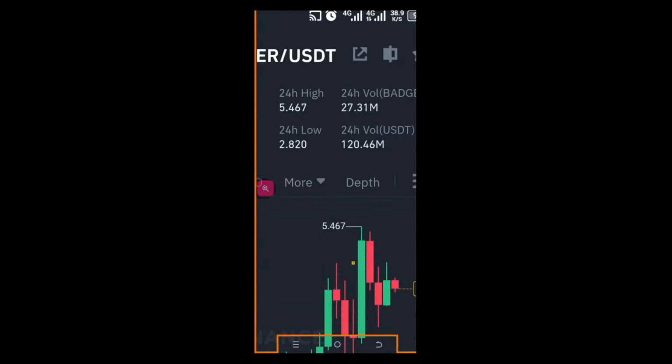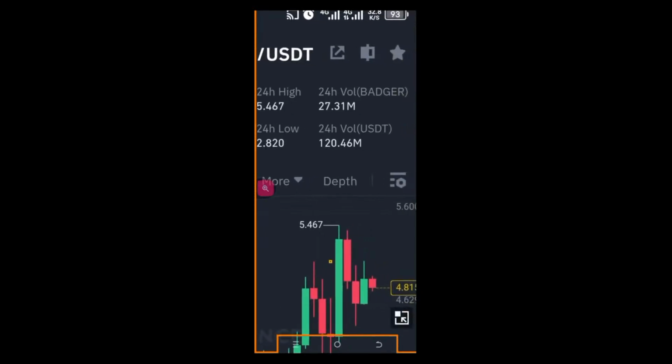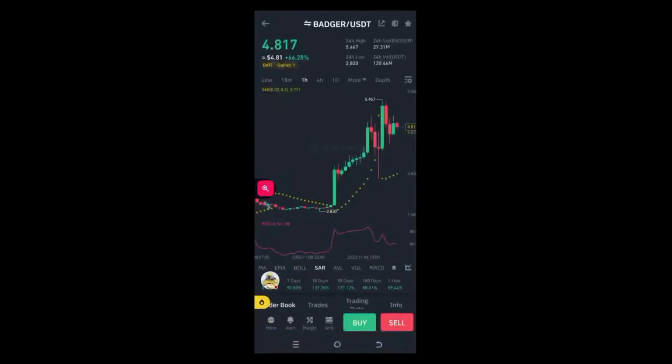Then you look at the low, right? But we're more concerned about the high, because if it hit that place, it should be able to hit it or at least somewhere close to it. Then of course for liquidity, you need to check the volume, what is being traded. As you can see here, we have 120 million USDT. That shows that there's a lot of liquidity in this pair, right?